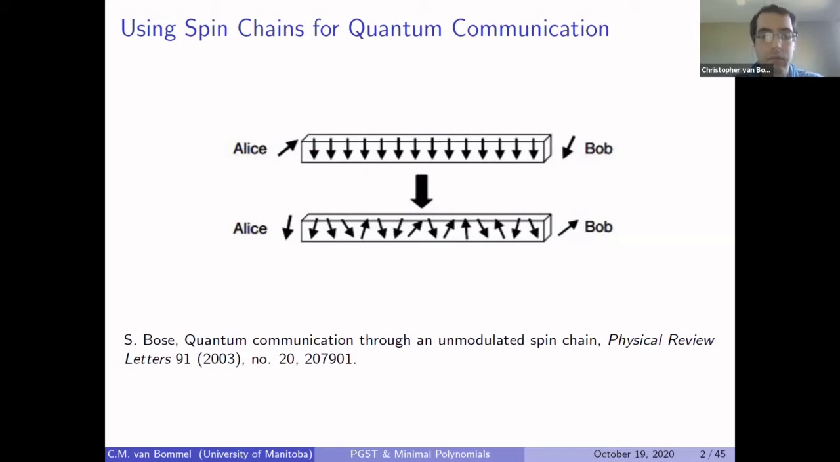And one of the simplest models was this idea of a chain of sites, so the spin chain, where you have Alice that starts with some information she's intending to send, and you allow the qubits to interact, and ideally after a specific length of time, Bob sees the qubit that Alice started with.